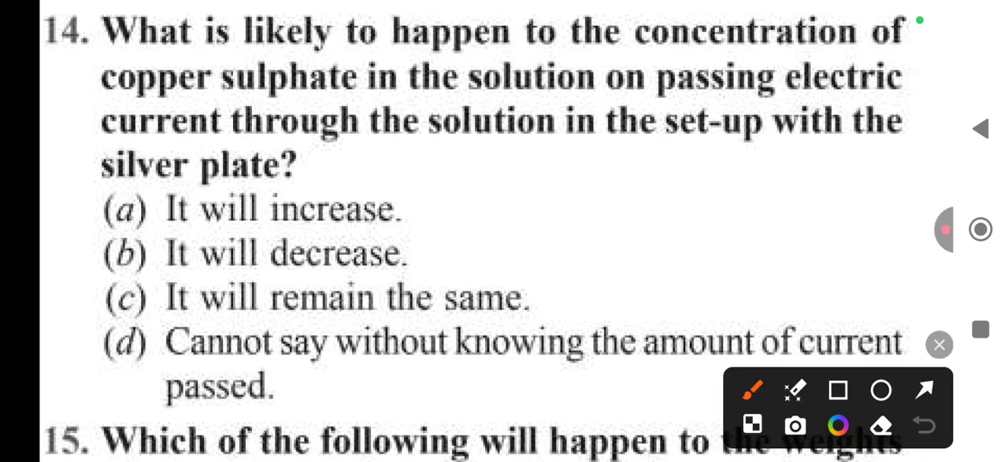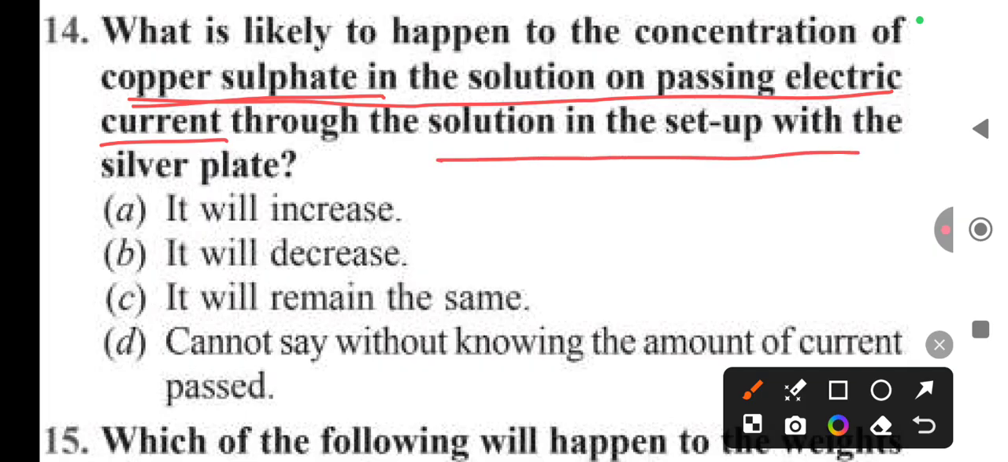Now the next question: what is likely to happen to the concentration of copper sulfate in the solution on passing the electric current? Concentration means, in simple language, the amount of copper sulfate in the solution on passing electric current through the solution in the setup with the silver plate. A, B, C, D, four options are given. What will happen to the concentration of copper sulfate if you pass the electric current through the solution?